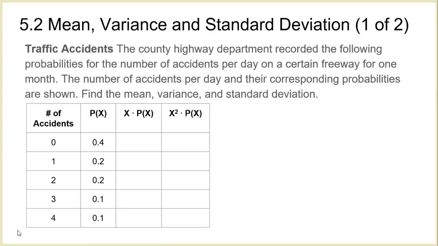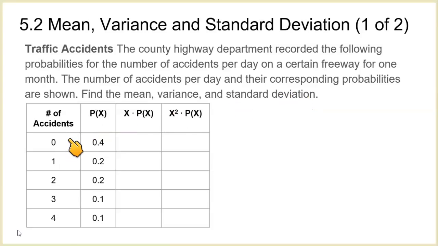So for this particular example, we have the discrete probability distribution here based on the problem. It's about traffic accidents. The county highway department recorded the following probabilities for the number of accidents per day on a certain freeway. For 1 month, the number of accidents per day and their corresponding probabilities are shown. Find the mean, variance, and standard deviation.